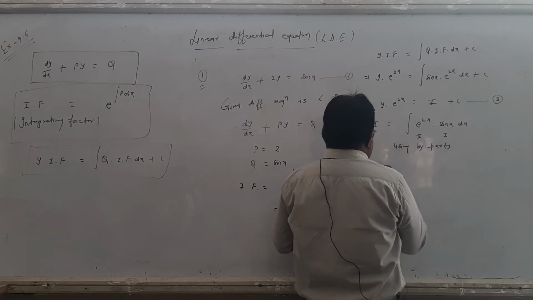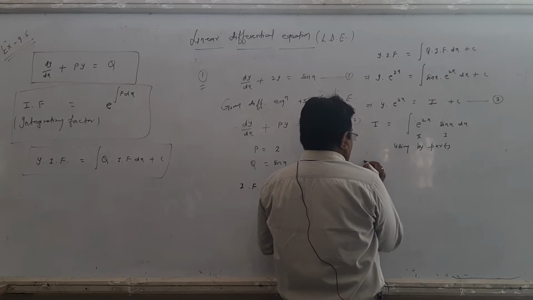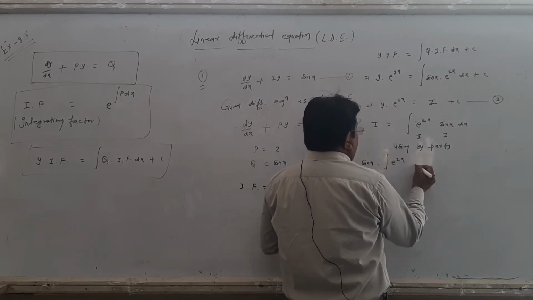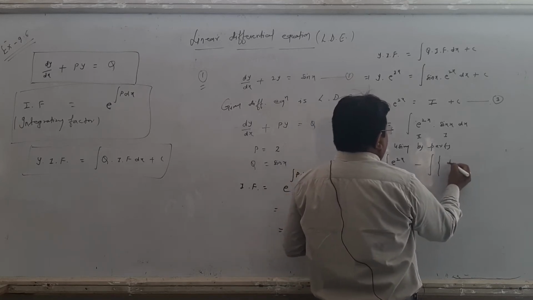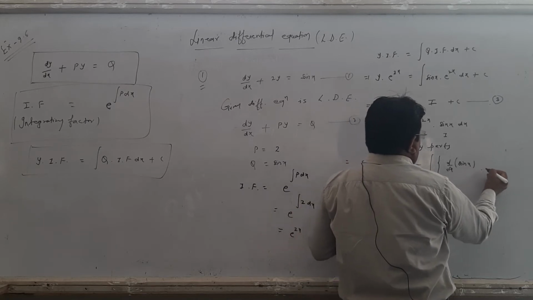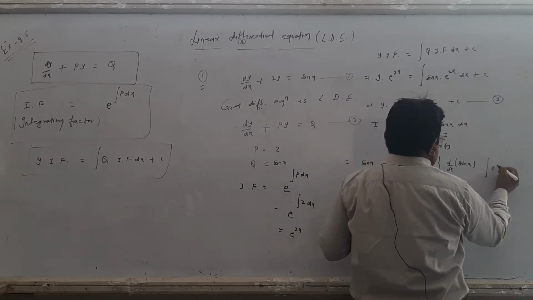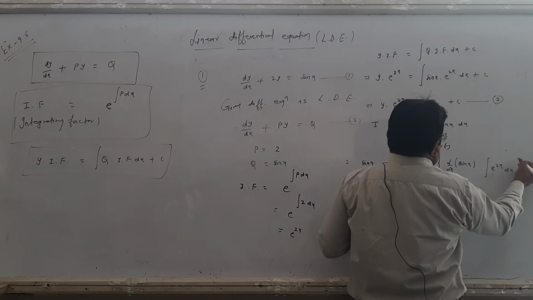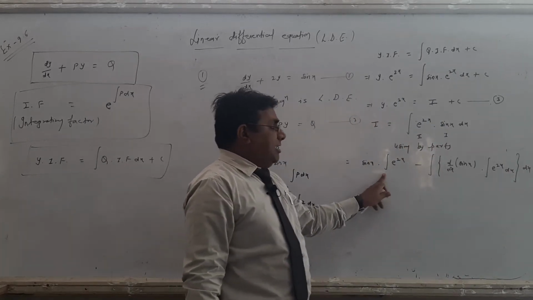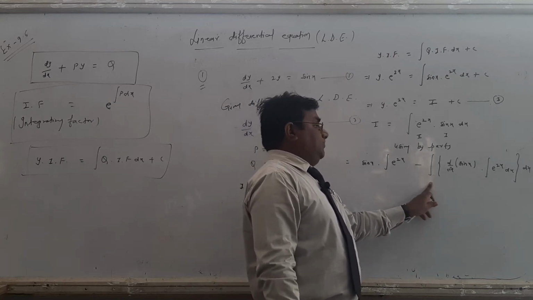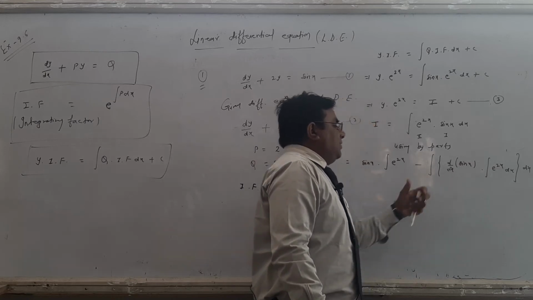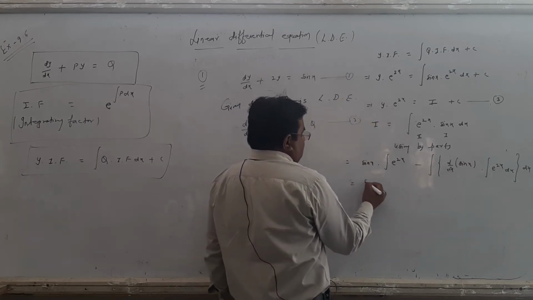You know, student, the formula of by parts: first function into integration of second function minus integration of differentiation of first function into integration of second function, and whole integration. Now repeat: first function into integration of second function minus integration of differentiation of first into integration of second, and then whole integration of this. So now look here, sin x as it is.